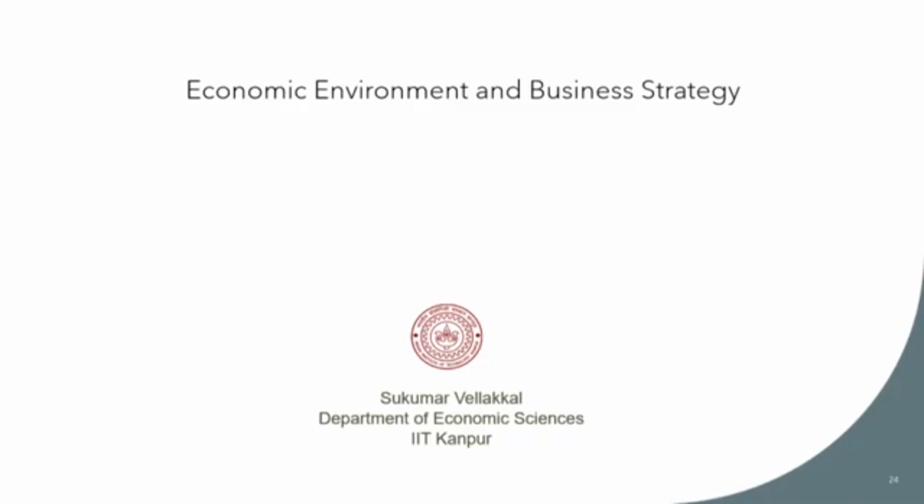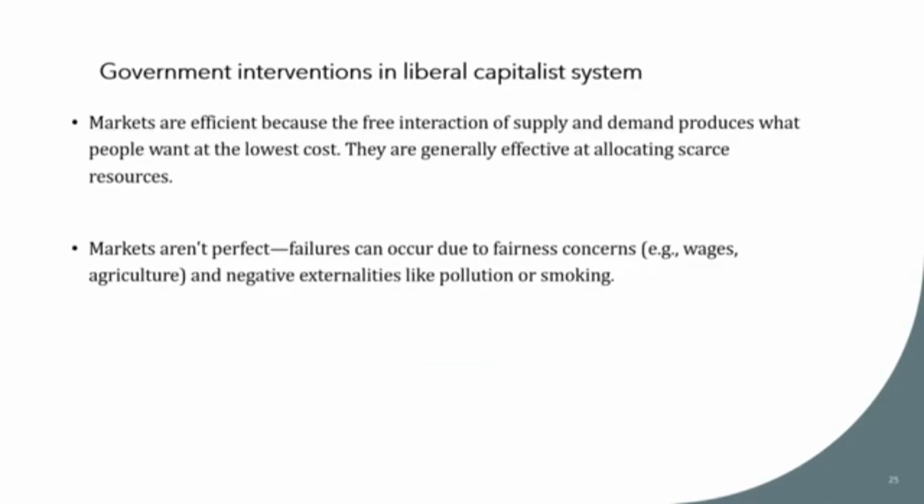Welcome back, everyone. Today we are going to explore a central question in economics and business strategy. If markets are very efficient, then why do governments intervene? Because in general, we understand that free markets are often efficient. They are often praised for allocating scarce resources at the lowest cost, especially when supply and demand interact freely in a market. It maximizes social welfare by maximizing producer surplus and consumer surplus.